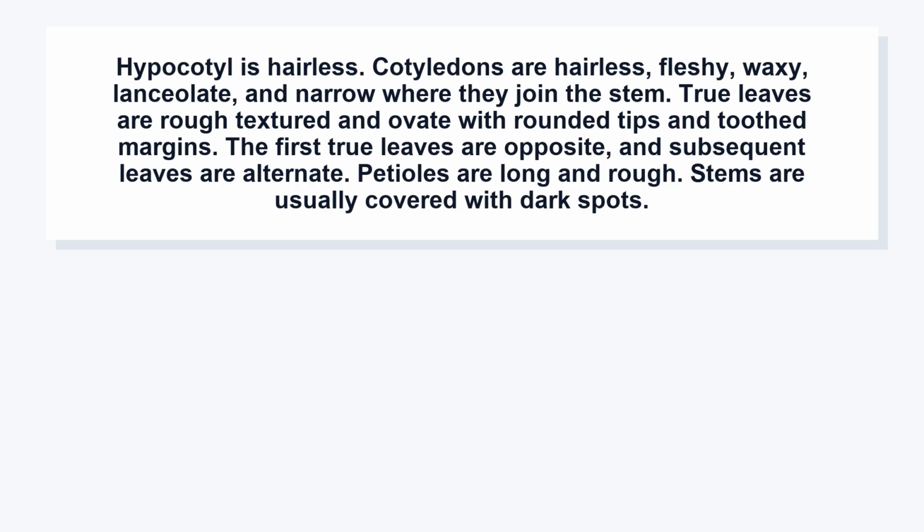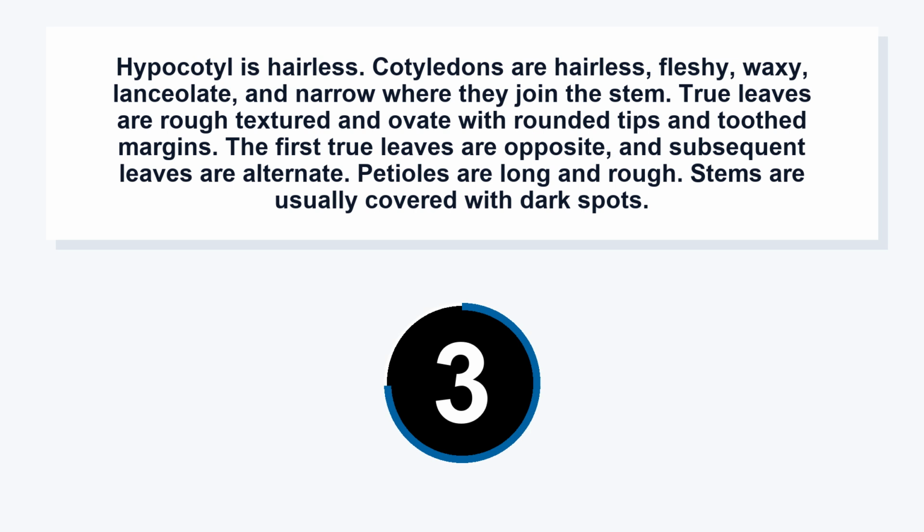Hypocotyl is hairless. Cotyledons are hairless, fleshy, waxy, lanceolate, and narrow where they join the stem. True leaves are rough-textured and ovate with rounded tips and toothed margins. The first true leaves are opposite, and subsequent leaves are alternate. Petioles are long and rough. Stems are usually covered with dark spots. Common cocklebur.